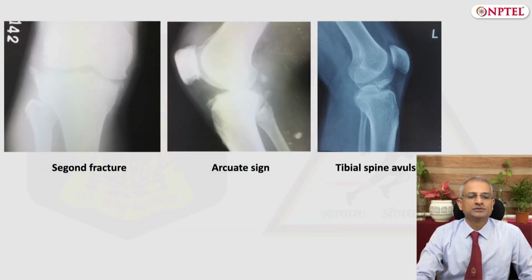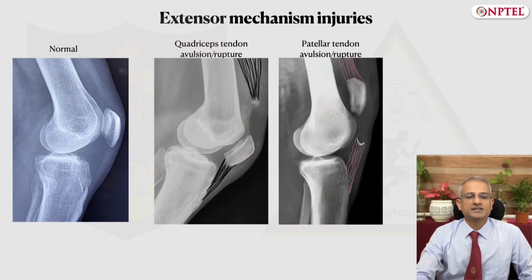This next slide shows the various bony avulsions as discussed, that is, a Segond fracture, arcuate sign, and tibial avulsions. This next slide shows the extensor mechanism injuries. The first is the normal lateral view with the normal position of patella. The second is a quadriceps tendon rupture from the upper pole of patella, resulting in a condition called patella baja, which means the patella is at a lower level than the normal. This is because the quadriceps tendon is now absent and the patella goes down.